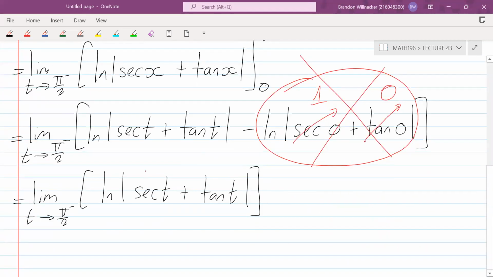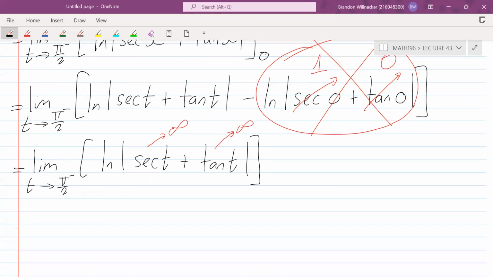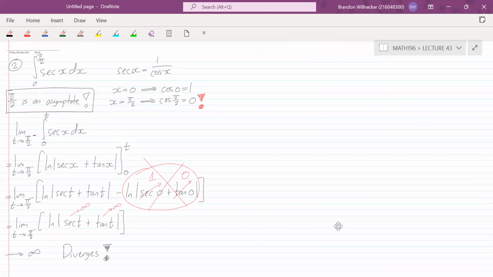So for the first part, we can just say that that's going to infinity. And what about tan? We know that tan of pi over 2 is also infinity. So the second term is also going to infinity. We've got infinity plus infinity, that's just going to be infinity. So altogether, the limit also goes to infinity. In other words, it diverges. So there's no value to this integral. It just goes off to infinity.